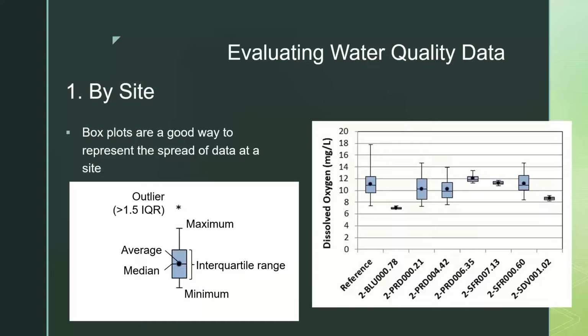Those are determined as values that lie greater than 1.5 times that interquartile range. So based on how much spread there is between the 25th and 75th percentile, that will determine how far an outlier has to be outside of that before it's considered an outlier. So this figure on the right shows some data from, it looks like, the North Fork Rivanna River TMDL, of a number of different sites, and you can see the different ranges and spreads as well as the averages of each of those sites.